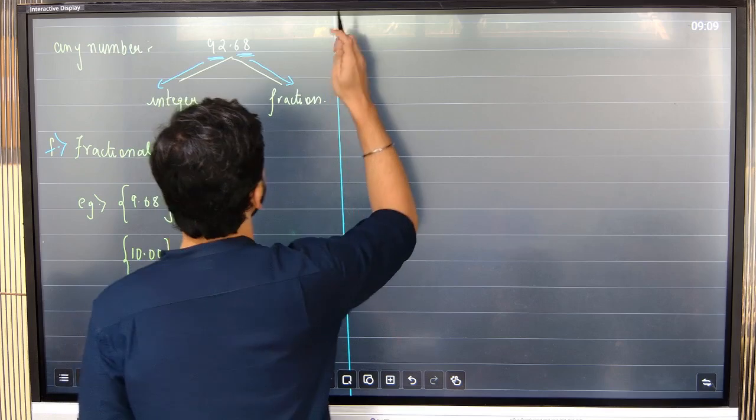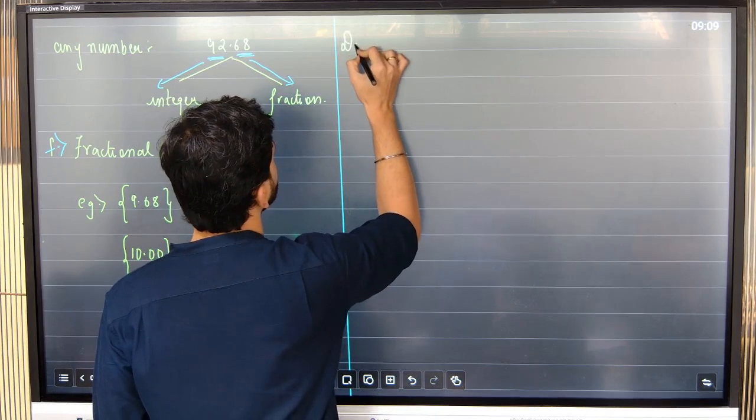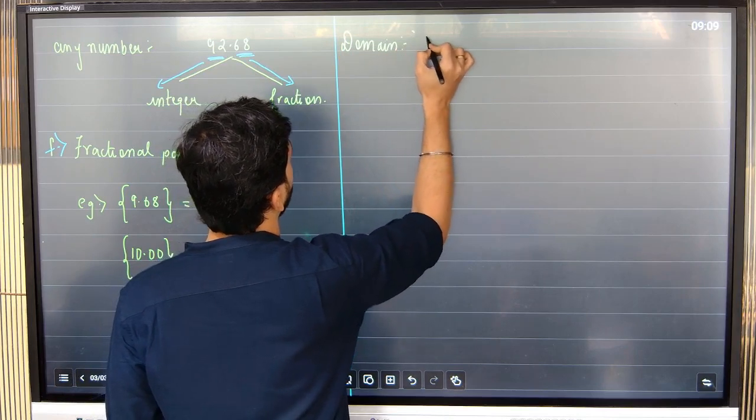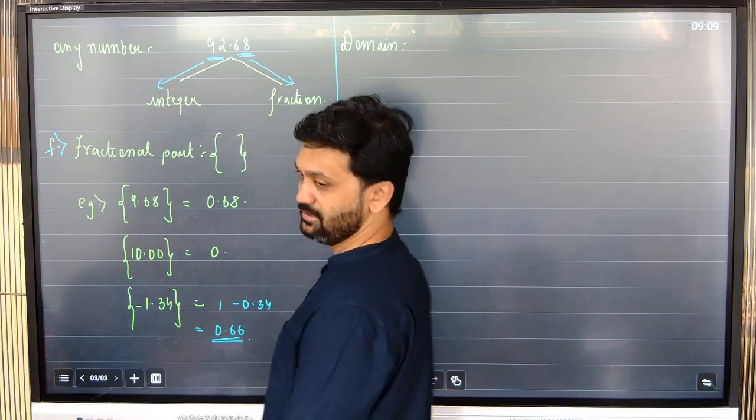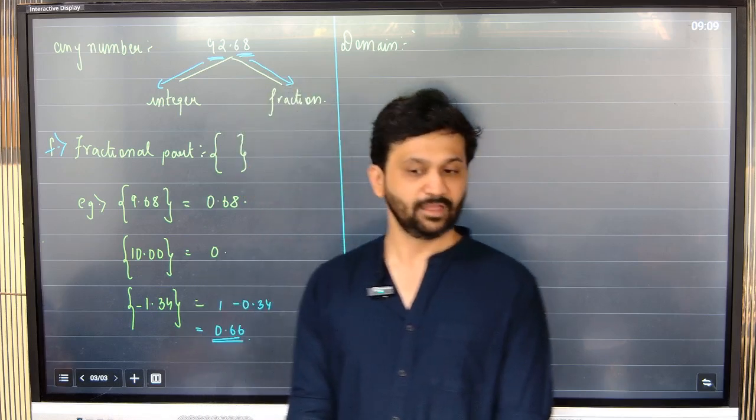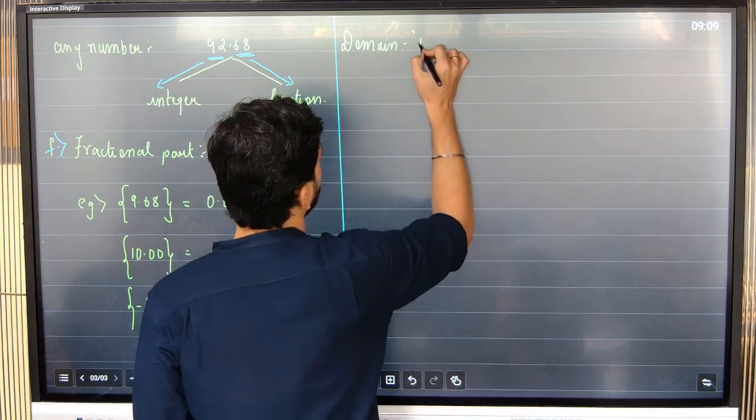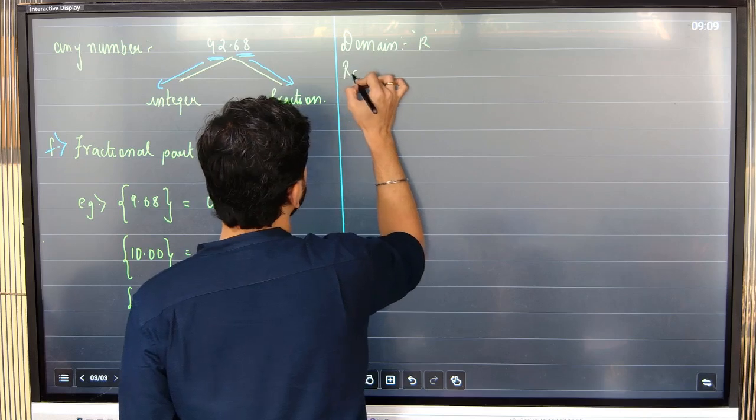Can you guys tell me इसका domain क्या होगा? What are the values of x that I can take for fractional part? I can take any number. So domain is going to be all real numbers. Can you tell me what is the range?